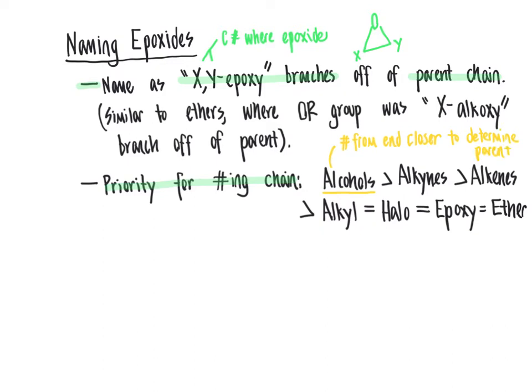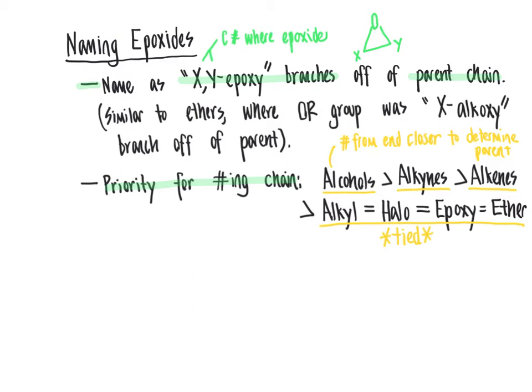Next up in the lineup of how to determine priority for the numbering of your longest carbon chain, alkynes followed by alkenes. So alcohols take priority: if there's an alcohol group close to the end, you start from that end. Otherwise, alkynes. Next up in the list, alkenes, all in priority order. And then you'll notice that alkyl groups, halogens, epoxide groups, and ethers are all tied. They are all equally important in determining how to number the longest carbon chain.